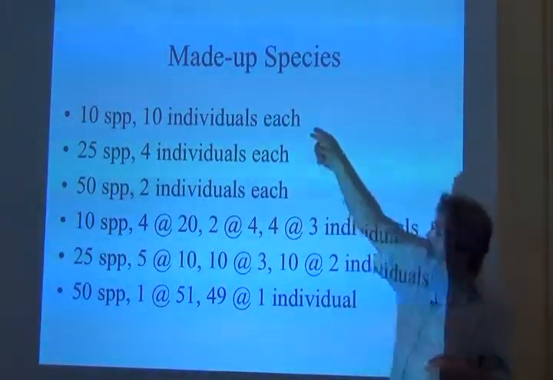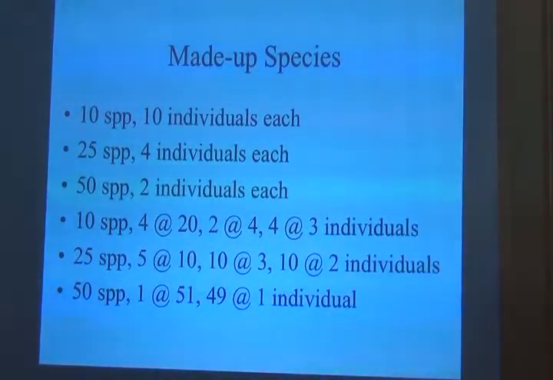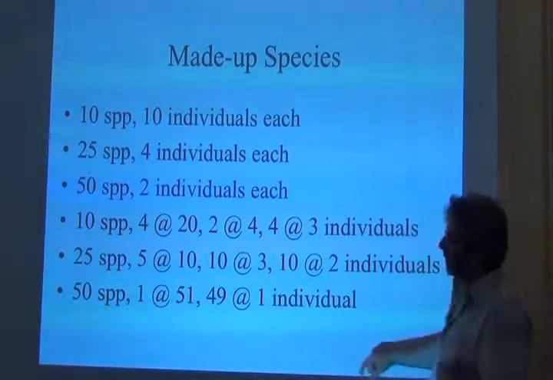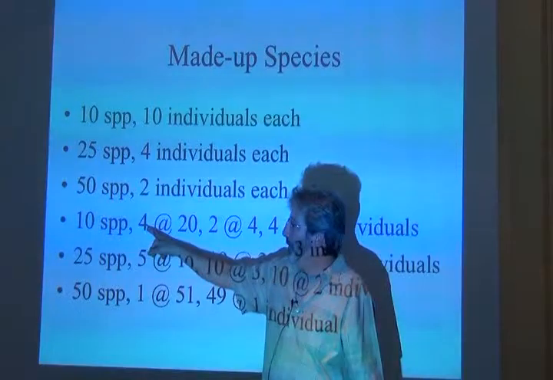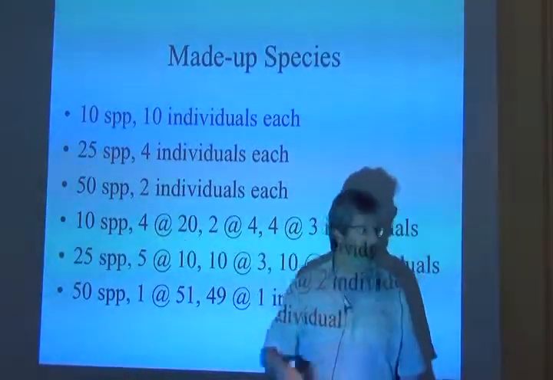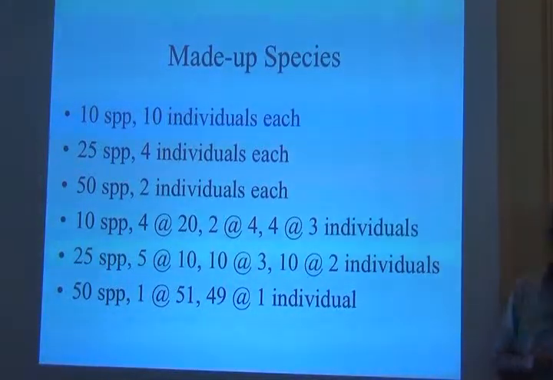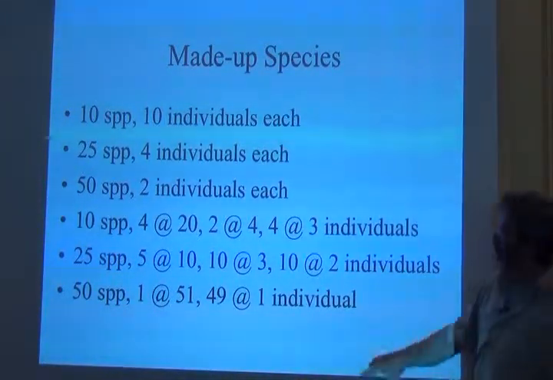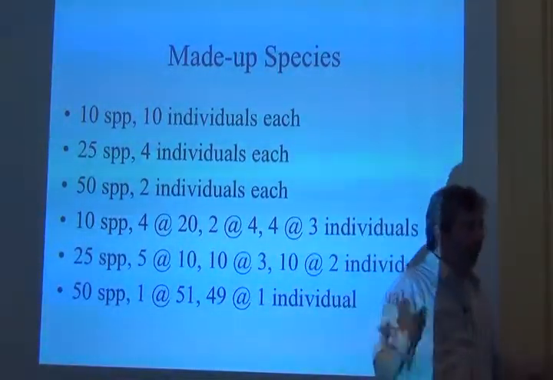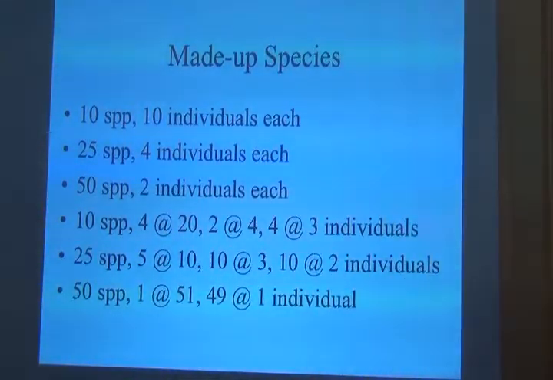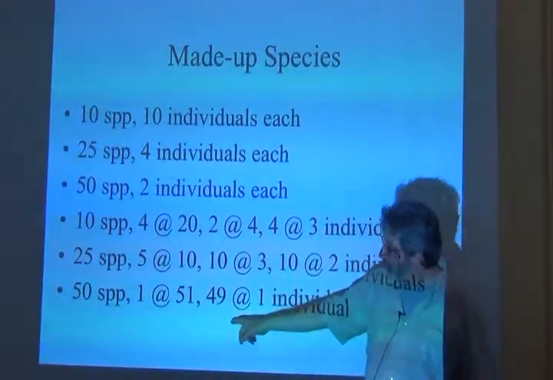But then for each of the fauna sizes, I created some imbalance in abundance. So here, same 10 species, 4 of them have 20 individuals, 2 of them have 4 individuals, and 4 of them have 3 individuals. So I created 4 common species and the rest uncommon species, 6 of them. Okay?